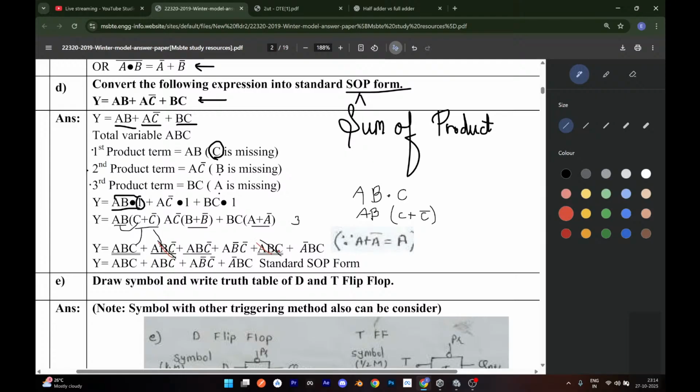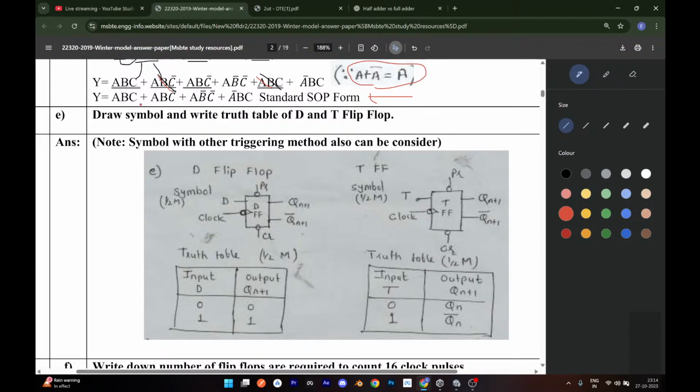I think so, this is clear to everyone. And then this is our SOP form. See, this is the formula which I was telling. Okay, then after that, draw a symbol and write the truth table. See, this question came in our question bank as well as in our UT, and which I have shown you just now. But yeah, we'll explain it to you.